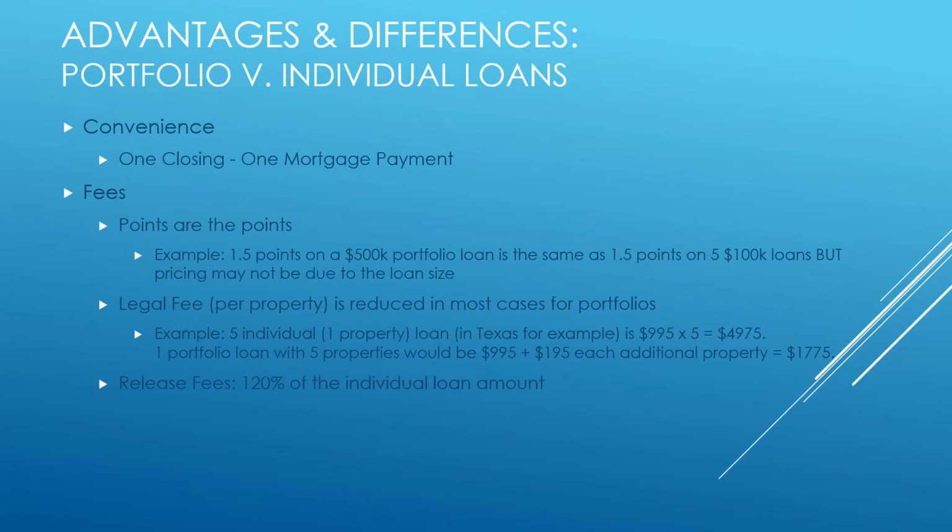And one of the reasons for that, obviously, is it's a lot less work for the legal team to draft the loan document package for a portfolio versus an individual loan times 5. So big advantage there for your borrowers to get some cost savings when it makes sense. That said, we do ask that any portfolio loan be a minimum of at least 3 properties.